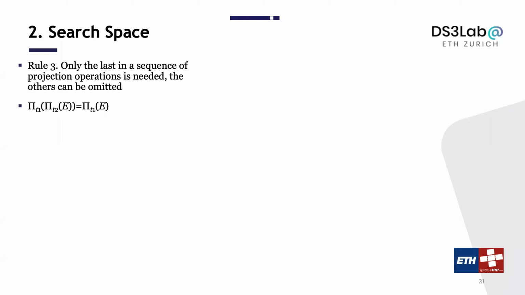And there are more rules we can apply. For example, if you have the projection operator, essentially only the last projection is needed. So I have a projection over E to project that to a set of attributes T2, and then I do another projection to project that to T1. I don't need to do T2. I can just get rid of it. So you have T2 followed by T1, and I can just get rid of T2. It doesn't really matter for projection.